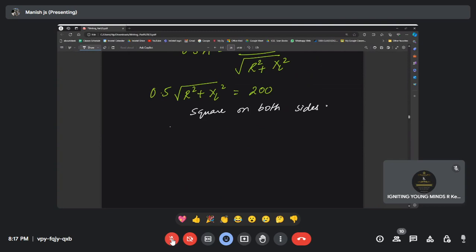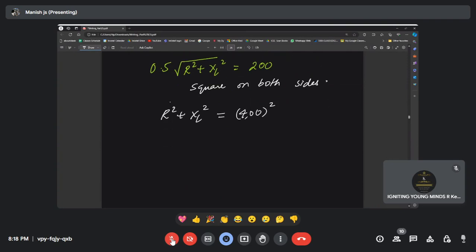Go for squaring it and then go for simplifying it, right? So R square plus XL square is equal to, the 0.5 is nothing but 1 upon 2, right? So 1 by 2 I'm shifting to the right. It becomes 400. Are you guys able to understand? So it is 400 square. This is what I have done. So far so good.